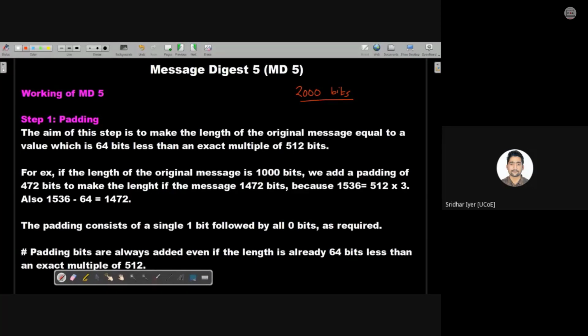So we need to accommodate those 2000 bits anyhow. So the minimum number of blocks we need, yes, correct, 3 full and the rest incomplete. But at least we want 4 blocks. Na? That is what I'm asking.